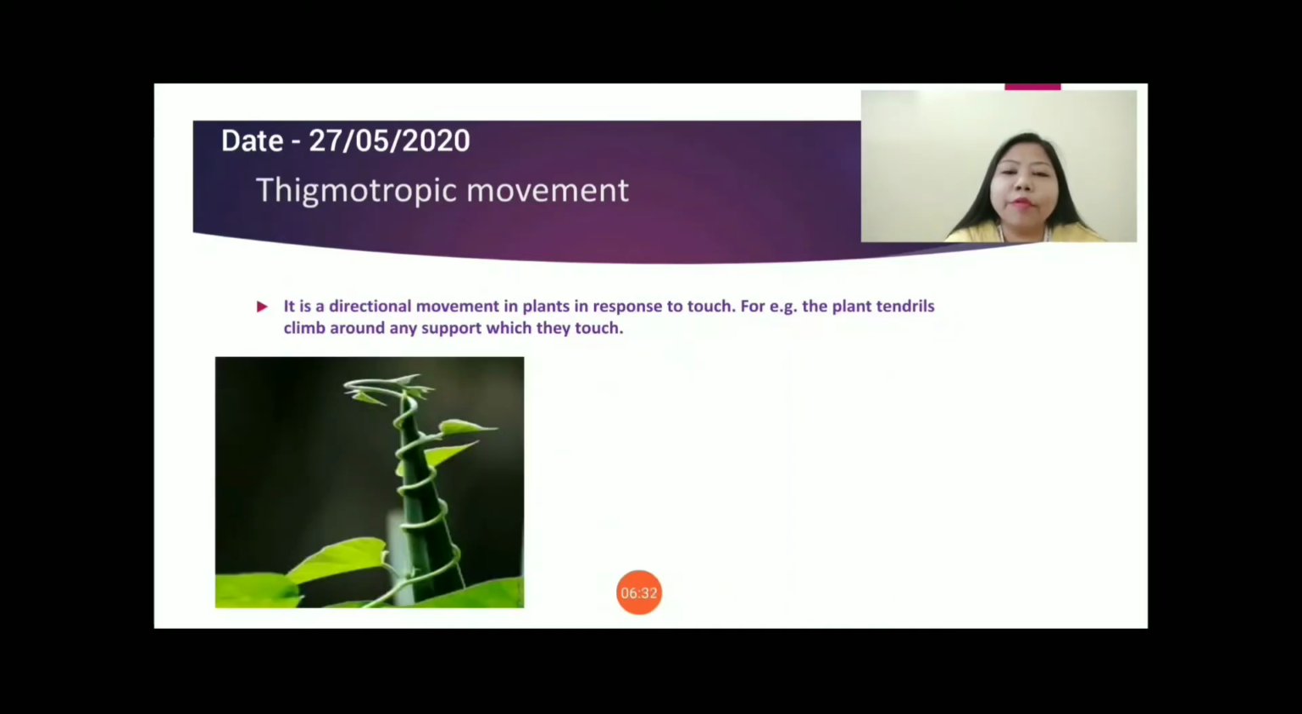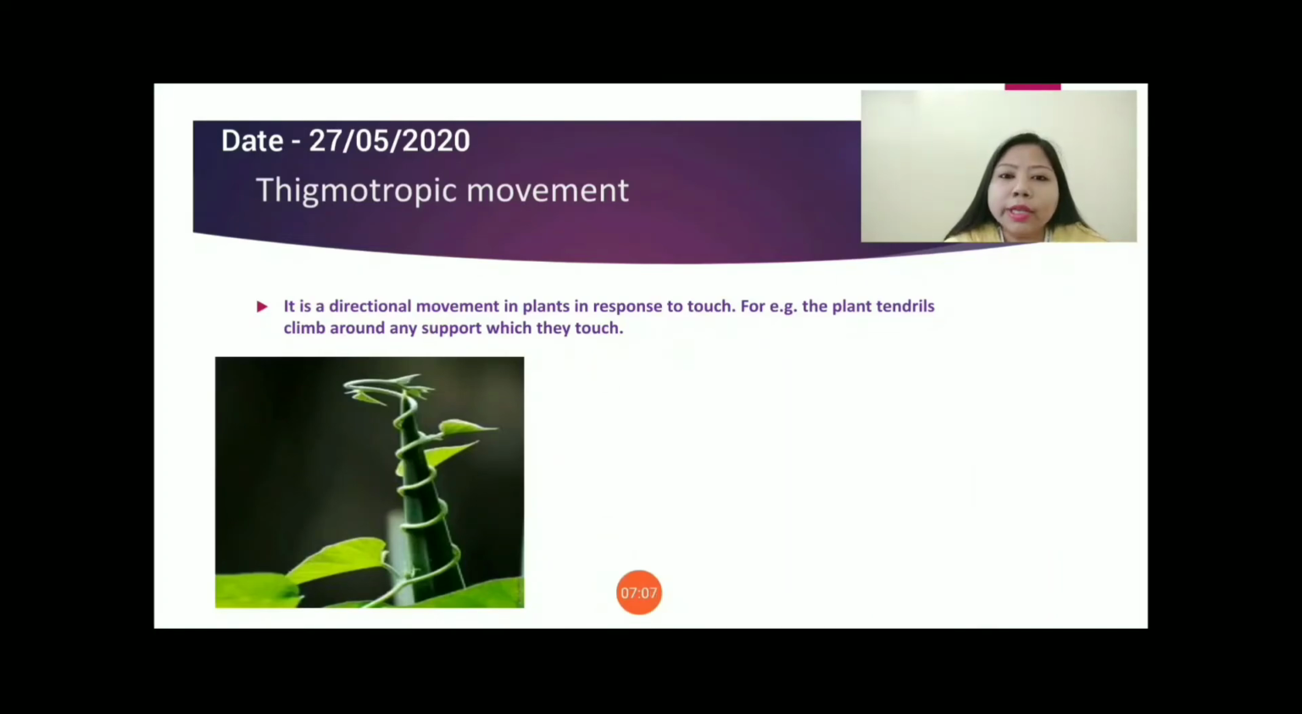And the last type of tropic movement is thigmotropic movement. Thigmotropic movement is a movement in plants in response to touch. For example, the tendril of a pea plant or a pumpkin plant will move if it touches a surface. It may be a stick, it may be a wall. Whenever it touches a surface, it gets stimulated and it will start moving around that surface. So this is called thigmotropic movement.